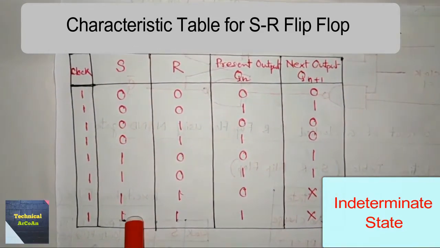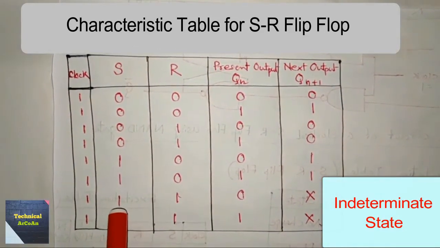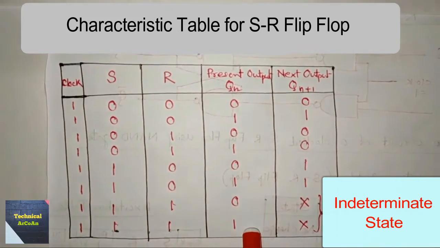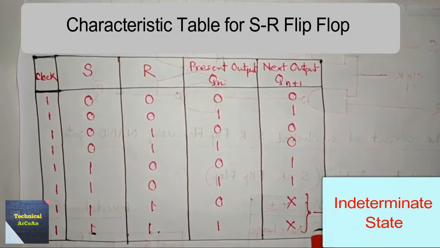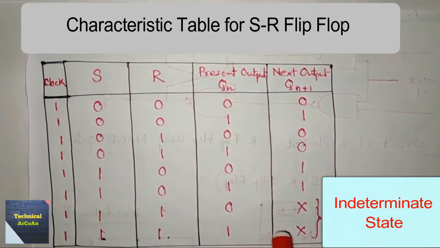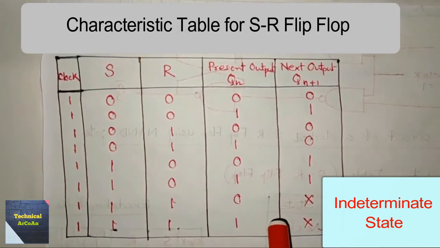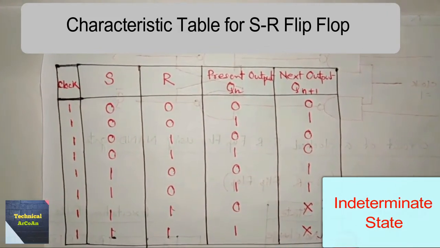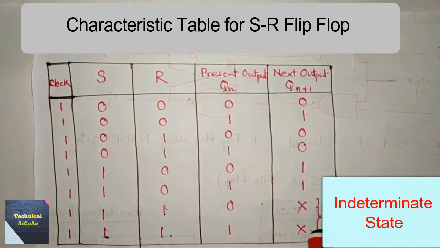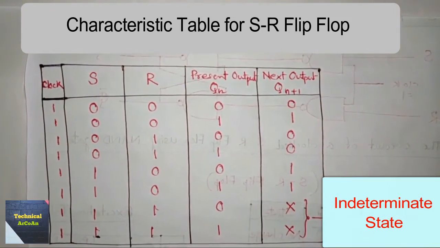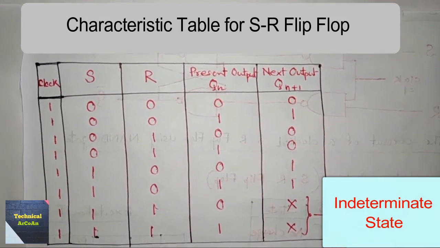And the last combination, if 1 1 is there and the present value is either 0 or 1, we get an indeterminate state. Why? Because whether the present value is 0 or 1, Q and Q complement have the same value, so it is not possible. So this is not an accurate value. That's why this is an indeterminate state.